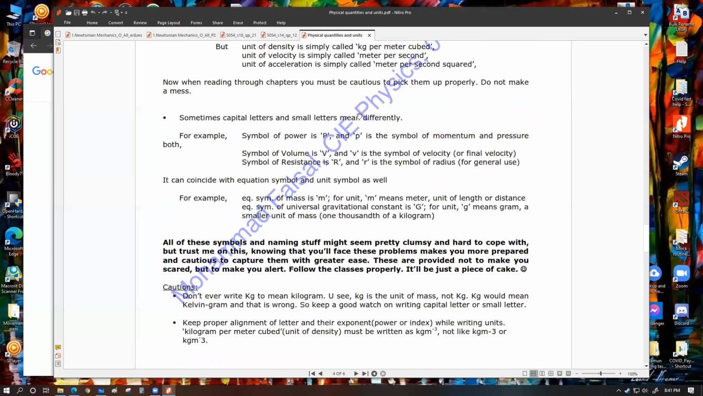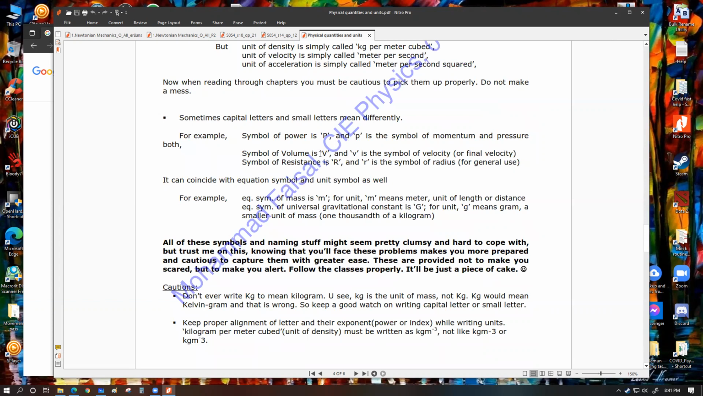Sometimes capital letters and small letters mean different things. For example, the symbol of power is capital P and small p is the symbol of momentum and pressure. Now there is no hard and fast rule whether you can or cannot use capital P for pressure. You can use capital P for pressure. No one is gonna bug you, but I'm showing you the way your Cambridge book is working out this variable.